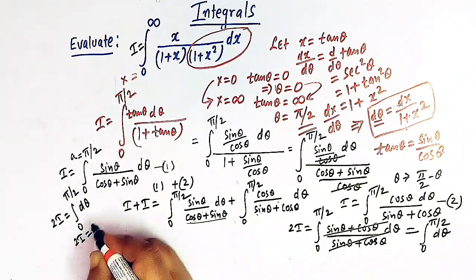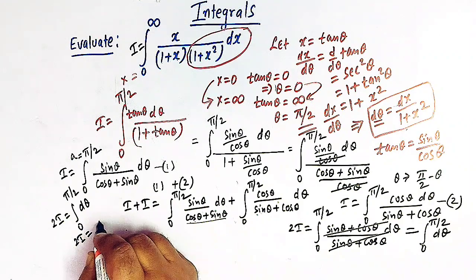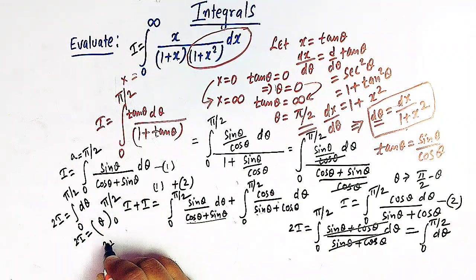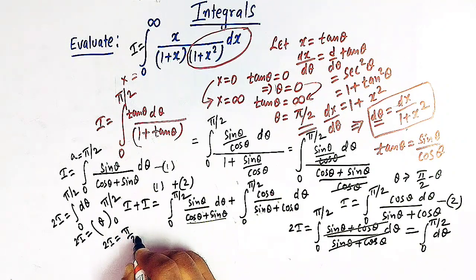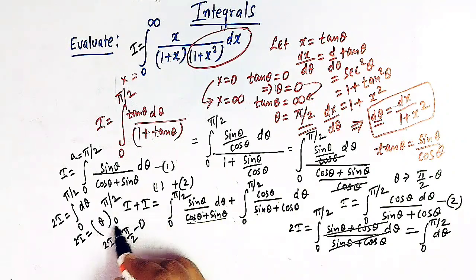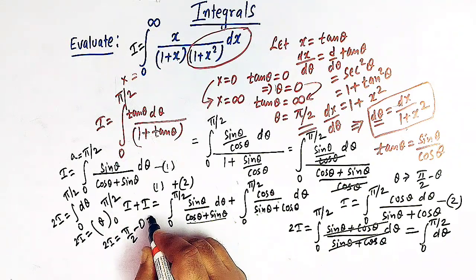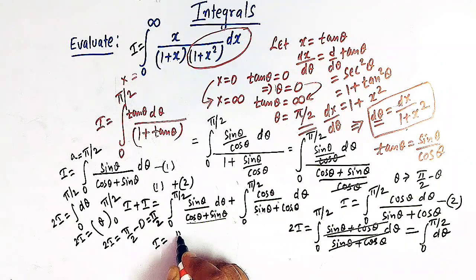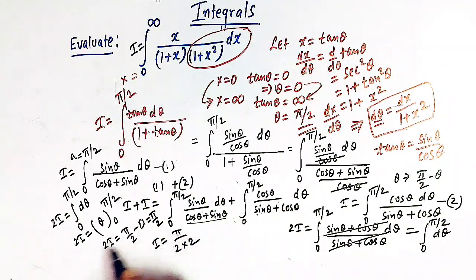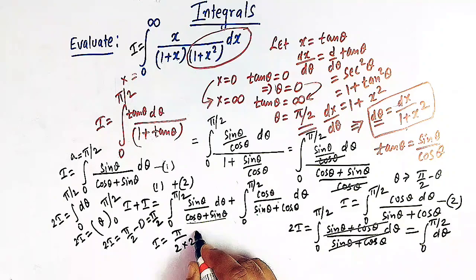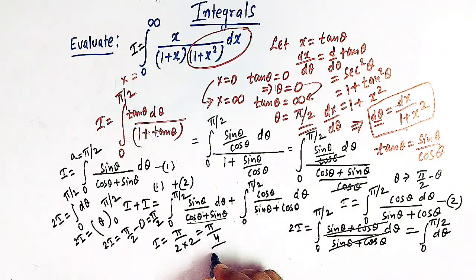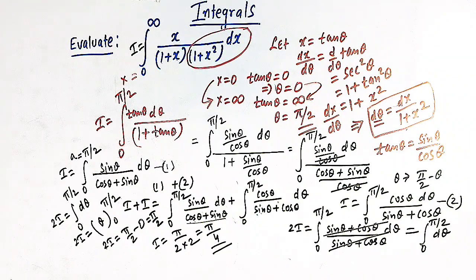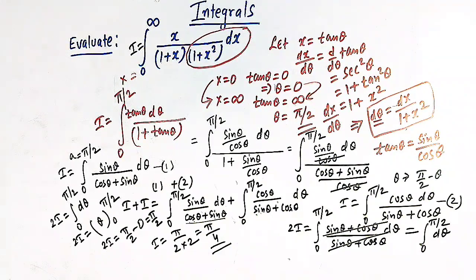This is 2I, the integral of d theta is theta, limits are from 0 to pi by 2, so this is 2I equals pi by 2 minus 0, substituting the limits and taking the difference, this is pi by 2, right? So I is pi over 2 times 2, taking this 2 to the denominator, we have pi by 4, right? So the value of this integral is equal to pi over 4.